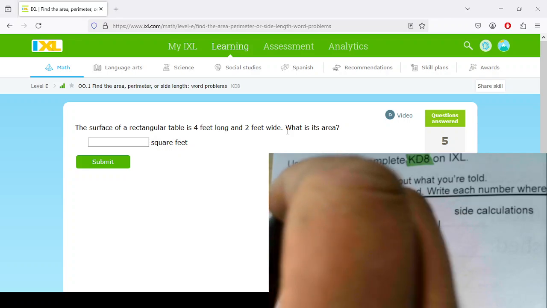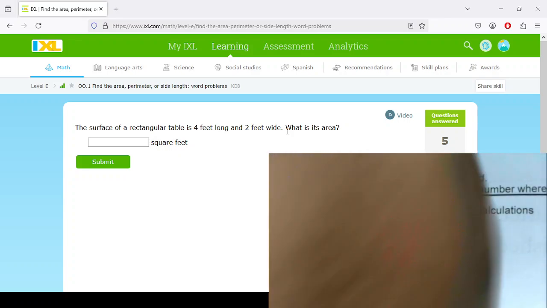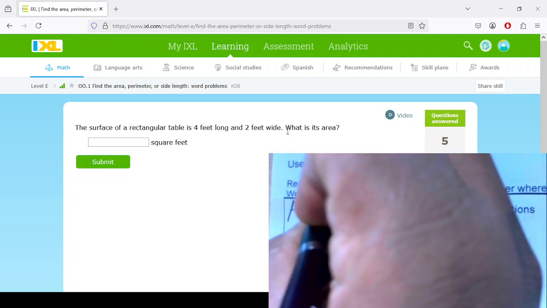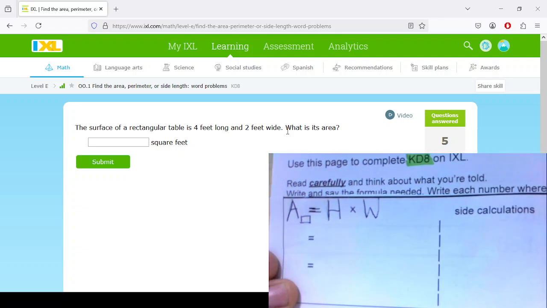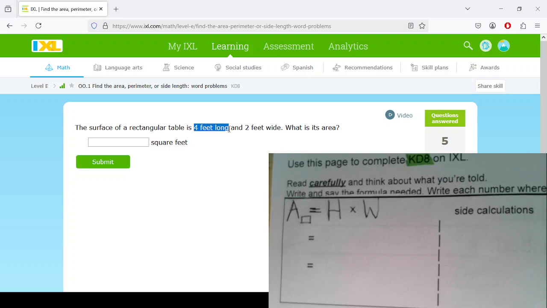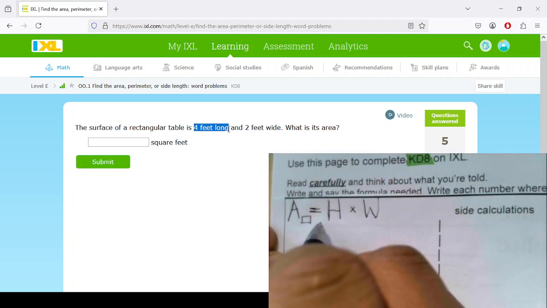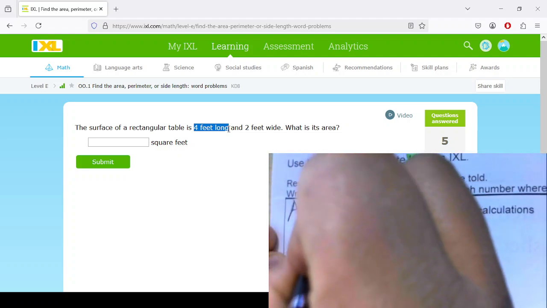What is its area? So the area of a rectangle is calculated by multiplying the height dimension by the width dimension. Height and length are the same thing. It's just a matter of perspective. 4 feet long, because it is telling me the length of that table. If I were to stand the table on its side, it would be 4 feet high off of the ground. And so I'm going to put 4 feet here.